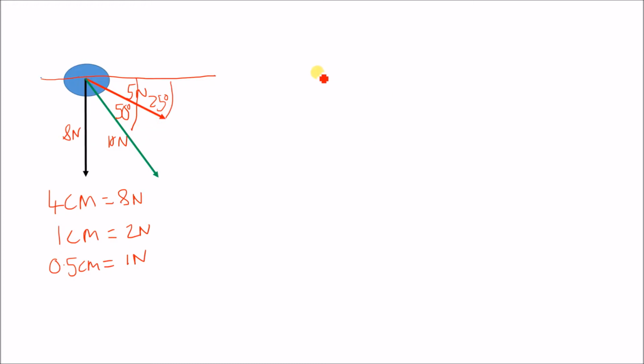Well, we do the same thing as we've done with all the other diagrams. We do a tip to tail diagram, and that means we just add the vectors together. So we're going to start off with the 8 Newton vector. I'm going to draw a line down here. Now remember, that is 4 centimeters. So when you do this, it has to be exactly 4 centimeters, and that angle has to be 90 degrees. It's a right angle, it's straight down. Okay, so we know that that's 4 centimeters.